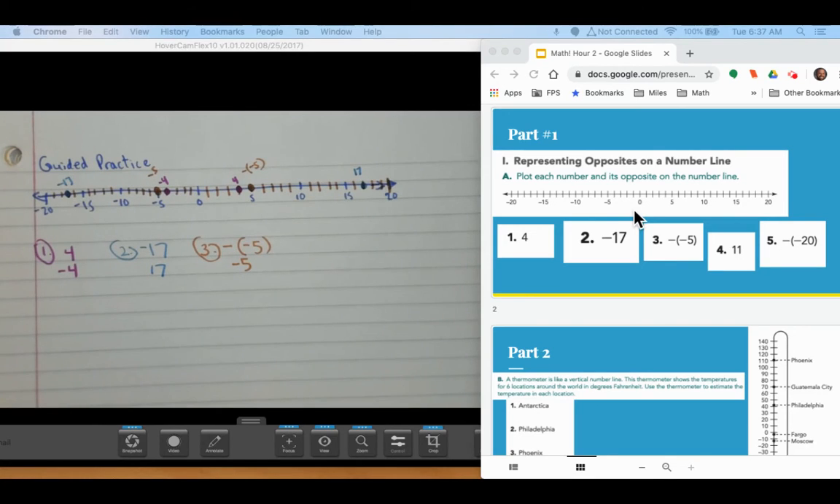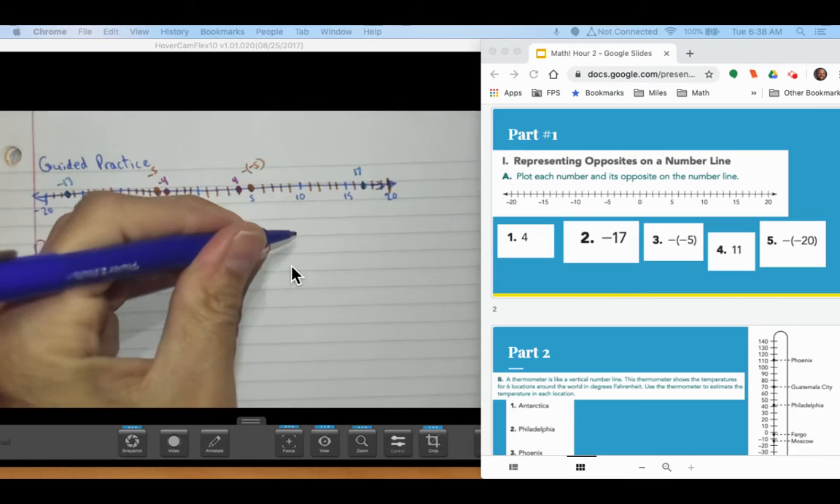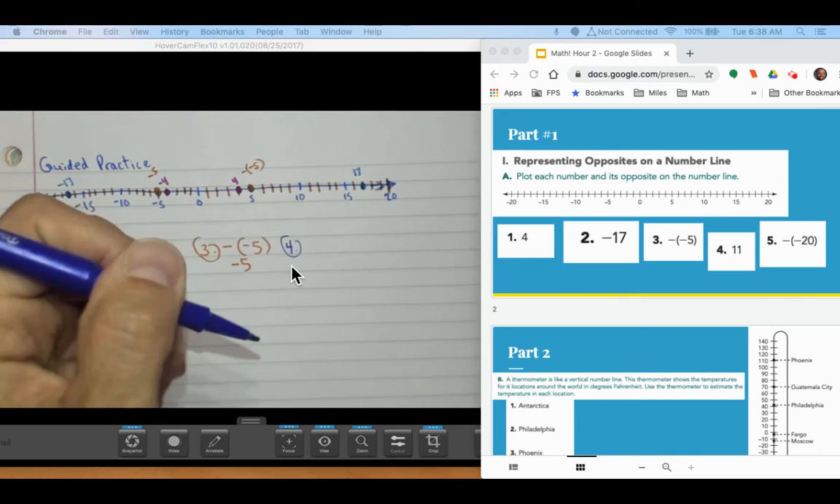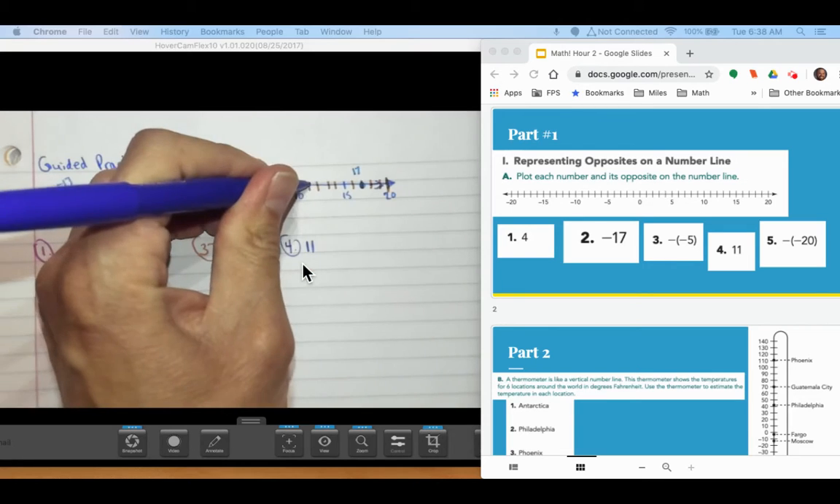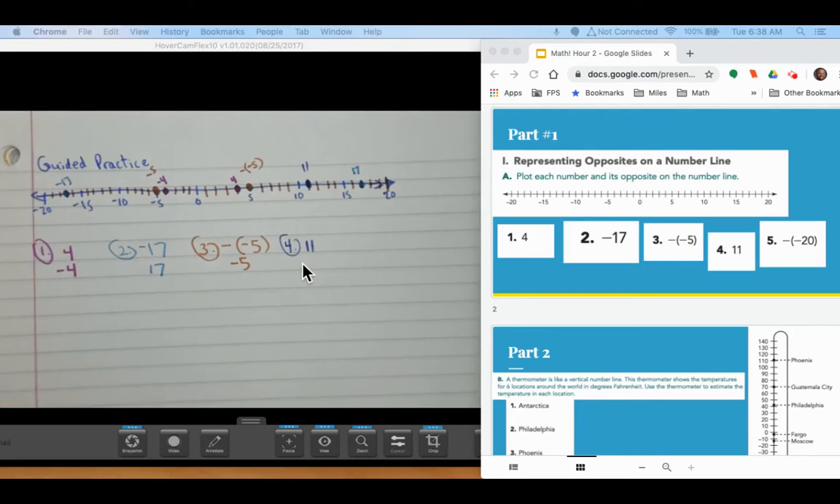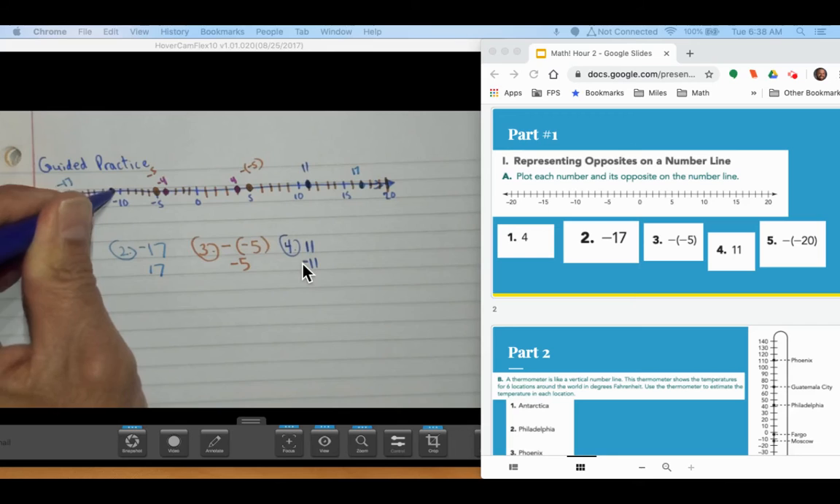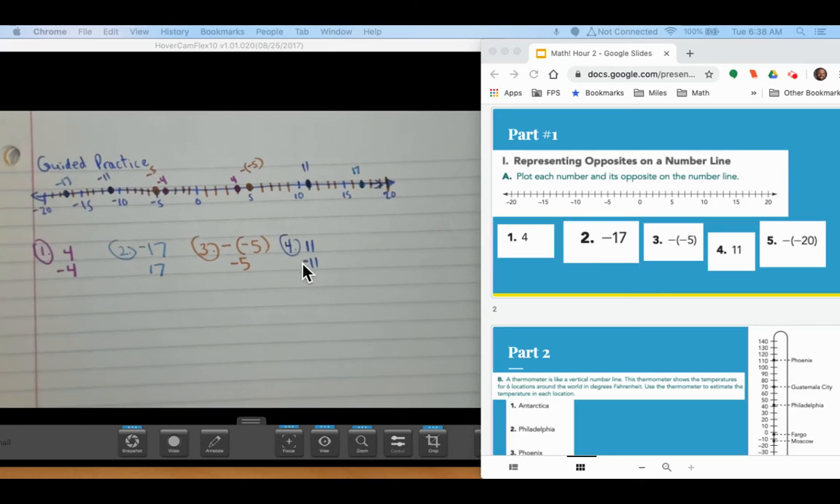Pause it, do number 4, and then come right back. All right, number 4, they give us 11. And so I put 11 on the number line. The opposite of 11 would be -11. So I put -11 on the number line right there.